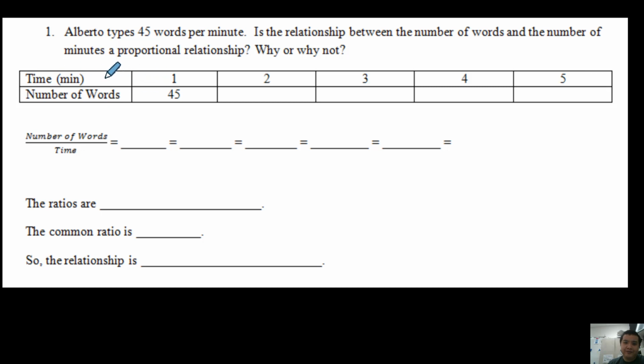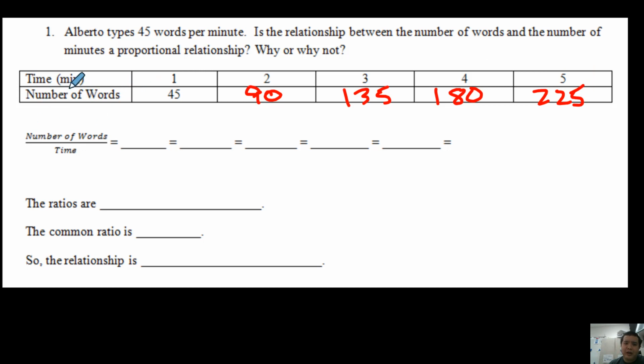So in the first minute, he typed 45 words. In the second minute, he's going to type another 45 words. So that gets us to a total of 90 words. He's going to type another 45. So we can do 3 times 45 or add 45 to 90. That gets us 135. He types another 45, so that gets us to 180. Or 4 times 45 is 180. 5 times 45 gets us 225. Okay.